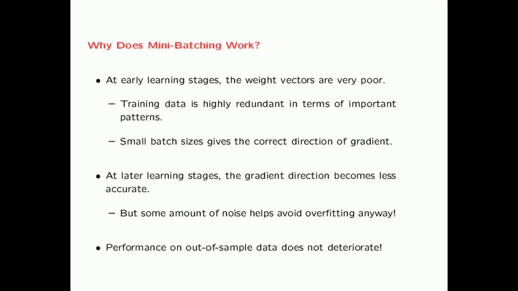But when you are using mini-batch stochastic gradient descent, you are adding some amount of noise to the learning process. But as you will see in later lectures, adding some amount of noise helps avoid overfitting anyway. So the performance on out-of-sample data typically does not deteriorate, even though the gradients that you have computed are somewhat less accurate.